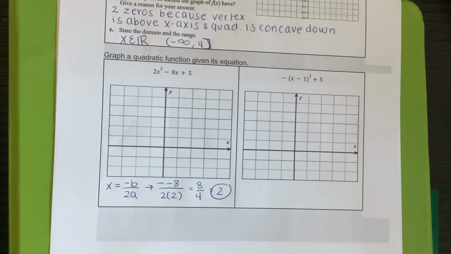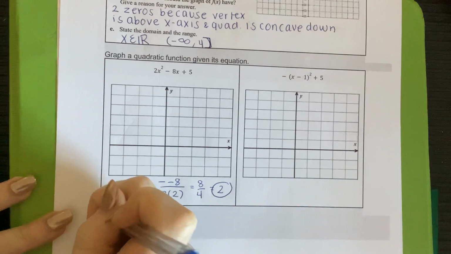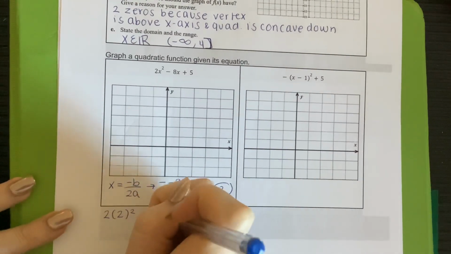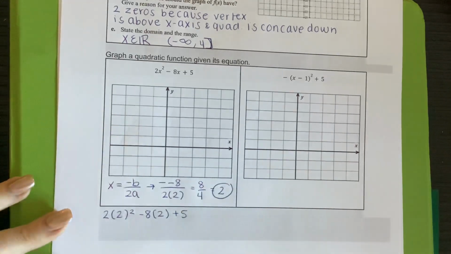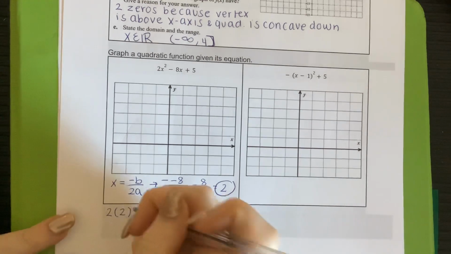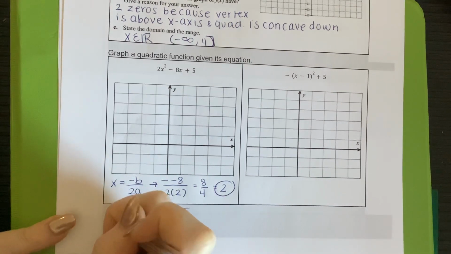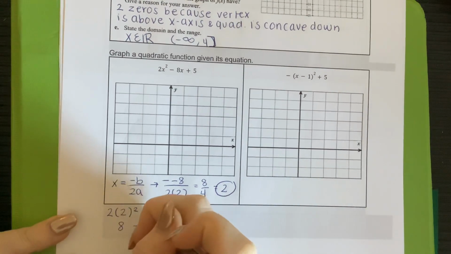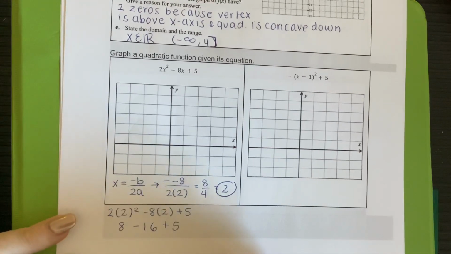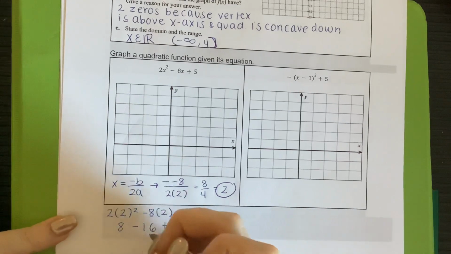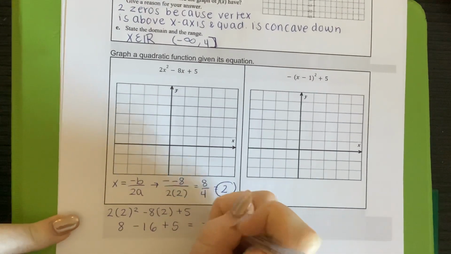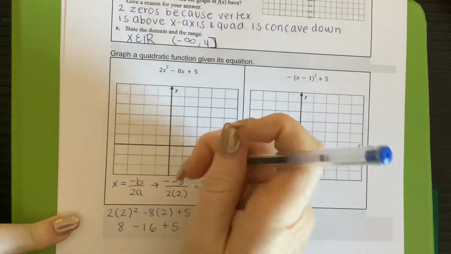Then to find what your y coordinate is, you take that and you plug it in. So if we plug it in, we get this. So we just took that 2 and we plugged it in for our x's in our equation. 2 squared is 4 times another 2 is 8, minus 8 times 2 is 16, plus 5. 8 minus 16 is -8, plus another 5 is going to give us -3. So our vertex is going to be at 2, -3.